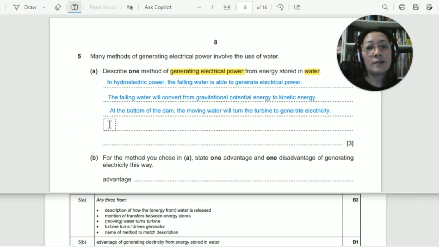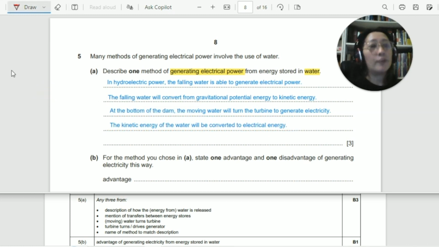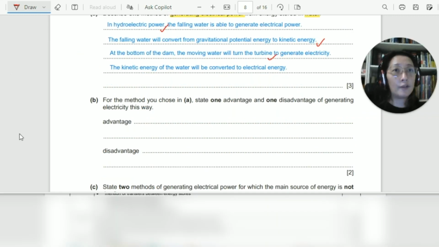Just as an extra, I'm just going to explain further. The kinetic energy of the water will be converted to electrical energy. So based on this, we will get 1 mark for mentioning the method, the transfer of the energy stores, and mentioning that water will turn the turbine, that will give us another mark. And as you can see, we've already gotten the full 3 marks in this case. Let's move on to B.